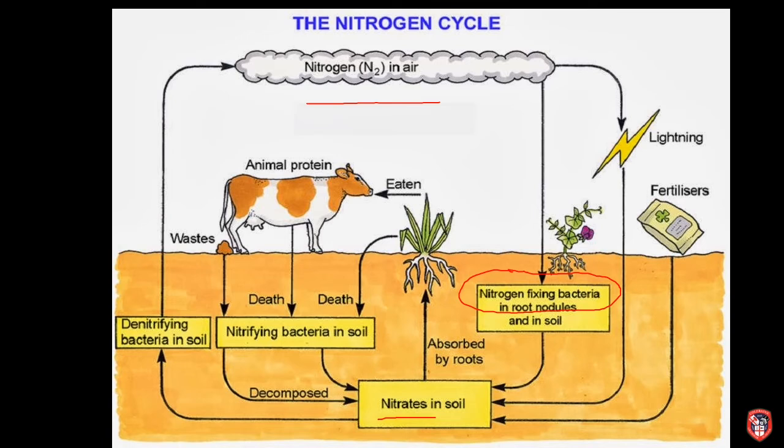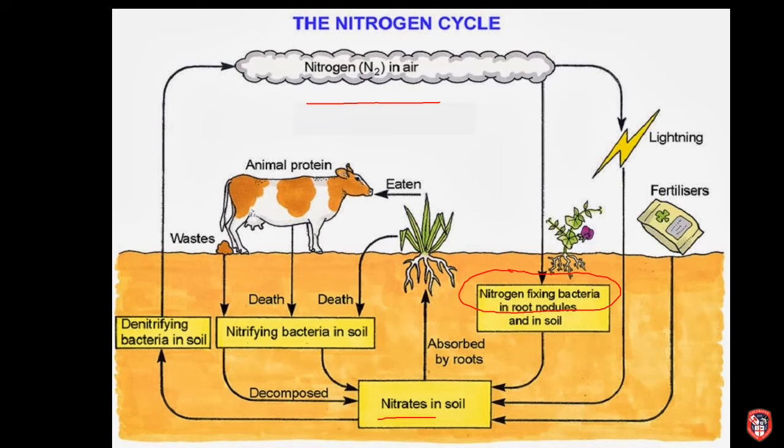Now, some plants have an advantage because they have what we call root nodules. Those are swellings around the roots of these plants, which contain lots of this nitrogen-fixing bacteria. The bacteria gains nutrients from the plants, but also the plants gain nitrates from those bacteria. So both are working hand in hand. So nitrogen-fixing bacteria is one of the ways in which it happens.